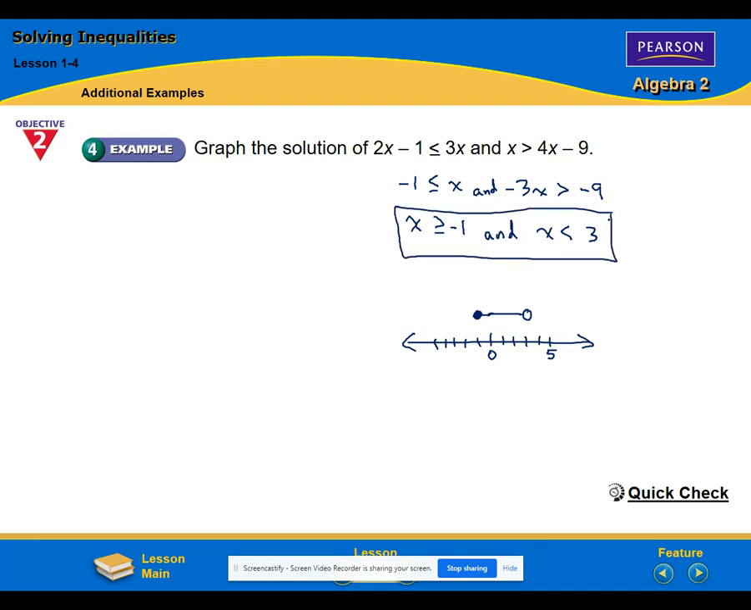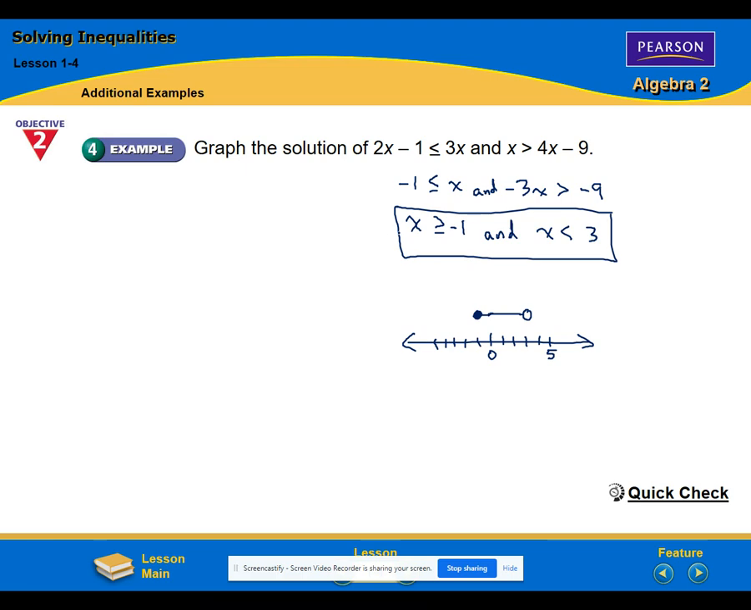And this is key again to the word and, and it's going to be even more important in lesson 1.5. So for example, 0, is 0 greater than or equal to negative 1 and less than 3? Yes, it is. What about 1? Yes. What about 2? Yes. What about 2.5? What about 2.9? What about 2.999? All of those numbers do meet this criteria.